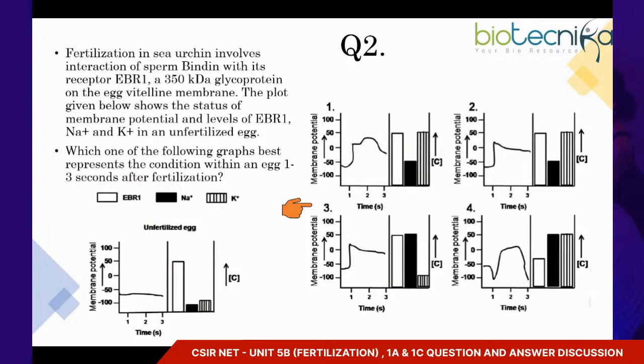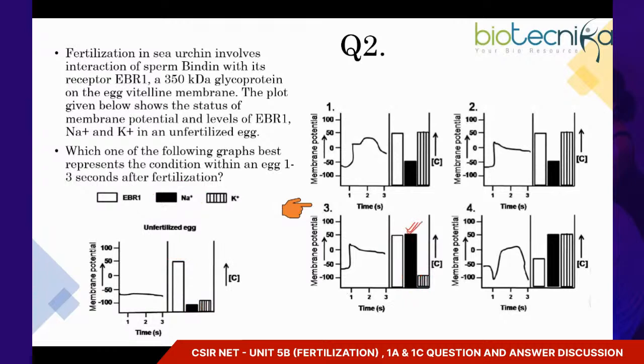For that we need to see the sodium. Just now we saw that sodium is entering. So initially sodium is less inside the egg, right? But after that you see the sodium concentration is increasing. There is no reason for the EBR1 receptor to decrease in concentration, so it remains the same. It's a receptor, why will it decrease? Yes, it will be inactivated later as a block to polyspermy, but not within 1 to 3 seconds. Moreover, it's a receptor, it will still be there, just inactivated. So here the concentration remains the same. Potassium changes are not there. It remains the same because it does not go out or get in.